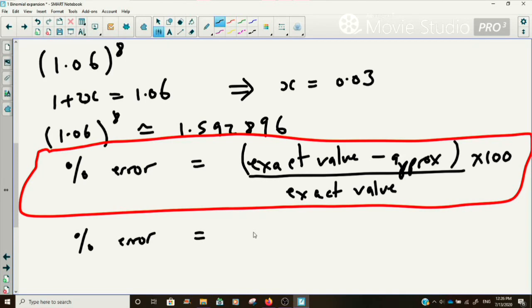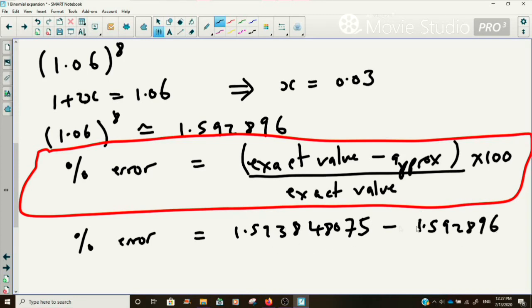So the exact value is actually 1.593848075. I've just used all the figures on my calculator there. The approximation, which is 1.59286. So you can see they are pretty close. We've got 1.5928, we've got 1.5938. So certainly in the right ballpark.